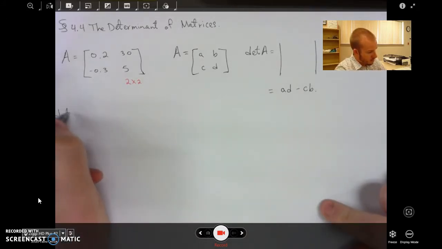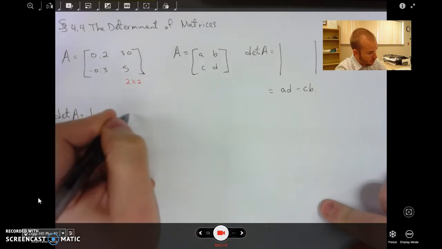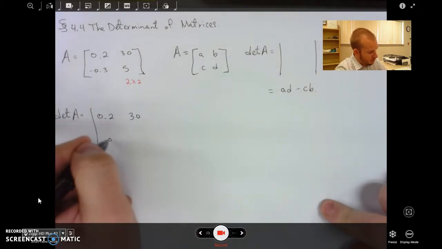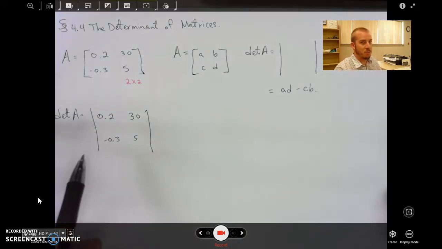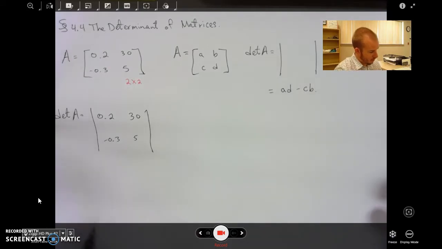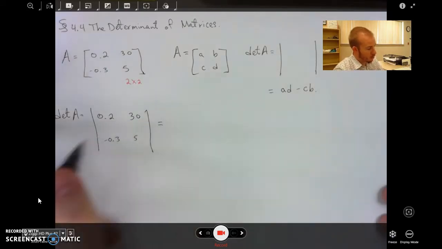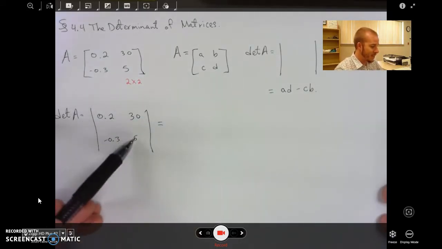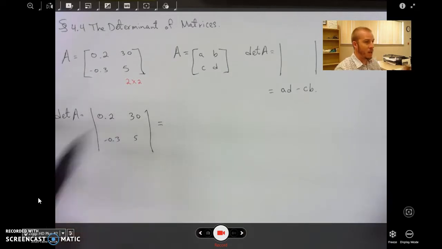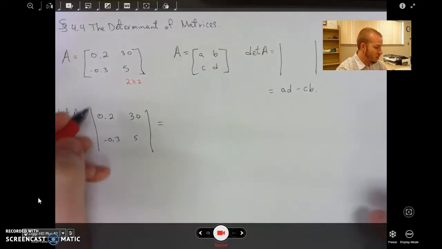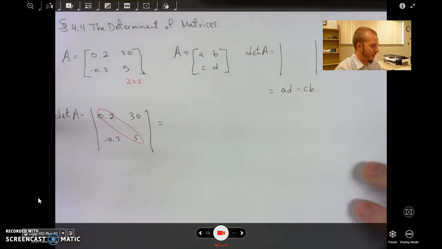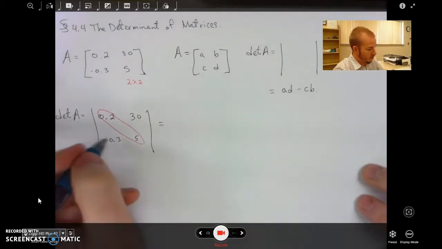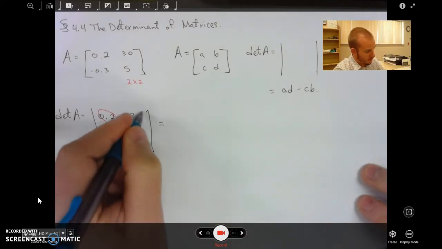The determinant of matrix A is going to be equal to, bars down like that, 0.2, 30, negative 0.3, 5. Yes, I know that there are negatives and decimals. Don't cry. So here we go. It's going to be A times D minus C times B. Here's a cool little trick to remember this. You take these two and you multiply them, and then you take these two and you multiply them.